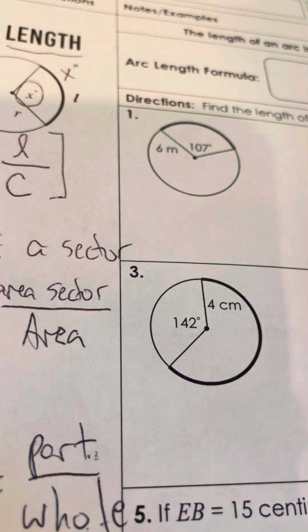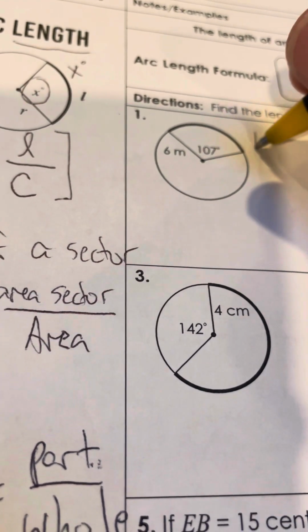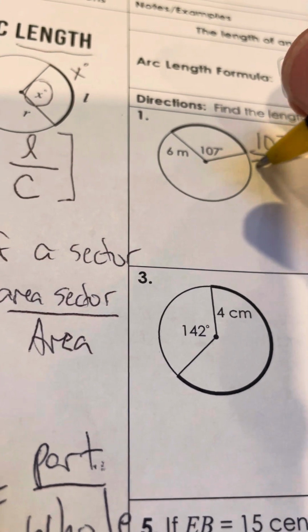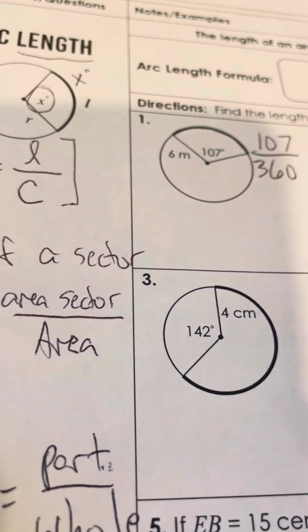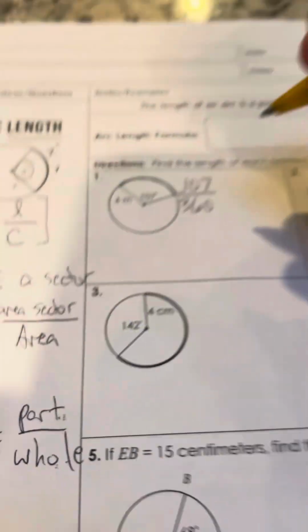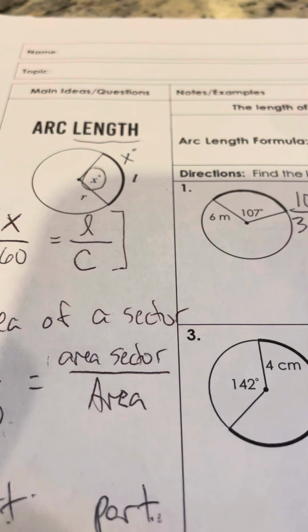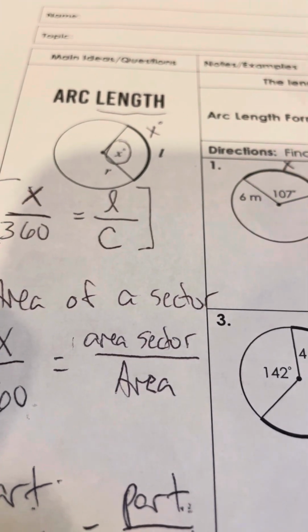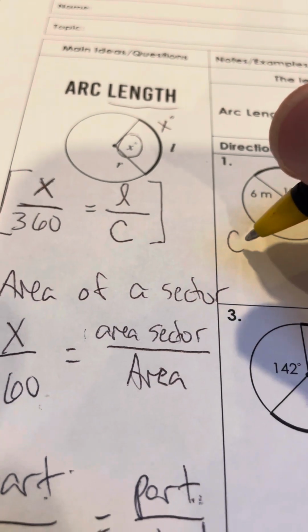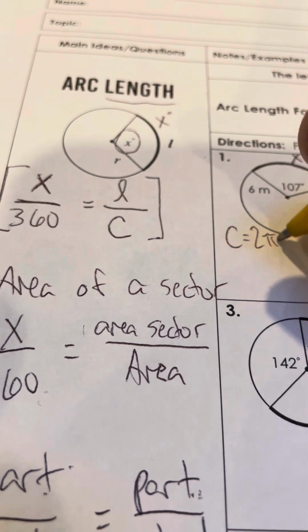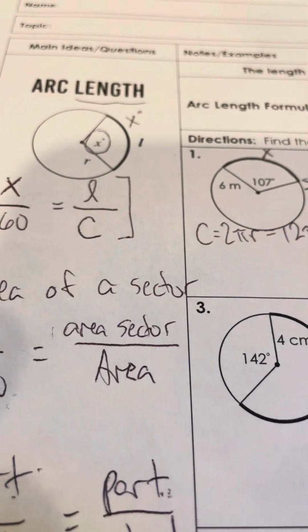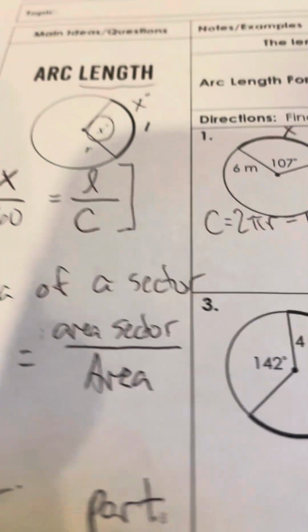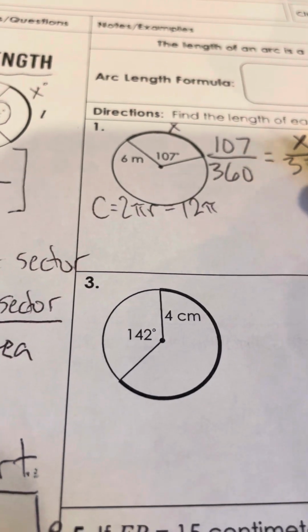Our radius is 6. So we already know that our first ratio is 107 over 360 because this arc is created by the central angle of 107 degrees. So that is going to be equal to our arc length, which we'll just make x because we don't know it, over the circumference. To find the circumference, we do 2 pi r. R is 6, so that's going to be 12 pi. So whatever 12 times pi is, it's going to be 37 point something. So we'll just say it's 37.4.